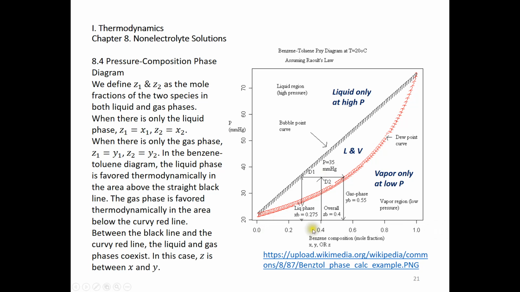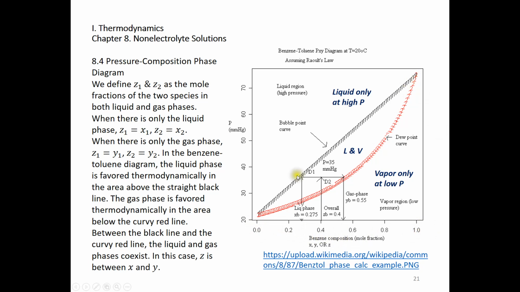Now let's look at the horizontal mole fractions. If you can see, you have 0 to 1, and this is benzene composition. That means over here we have no benzene, only toluene, and over here we have 100% benzene and no toluene.